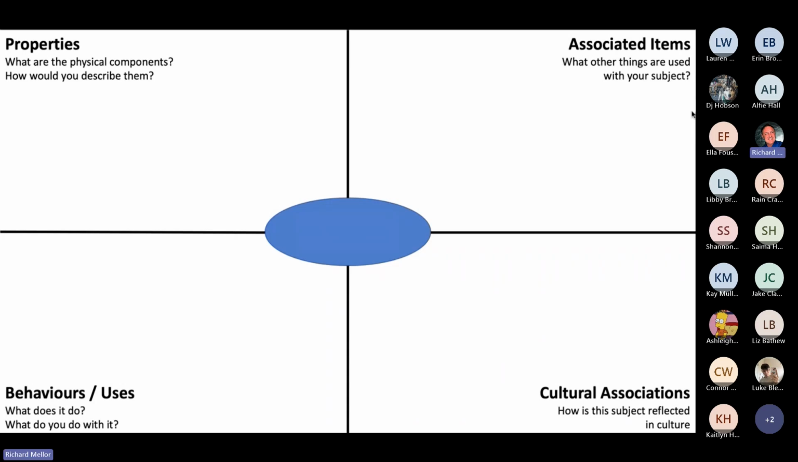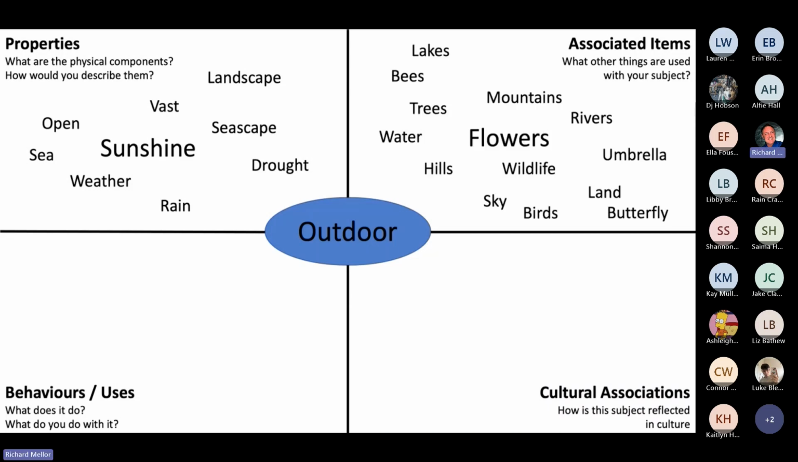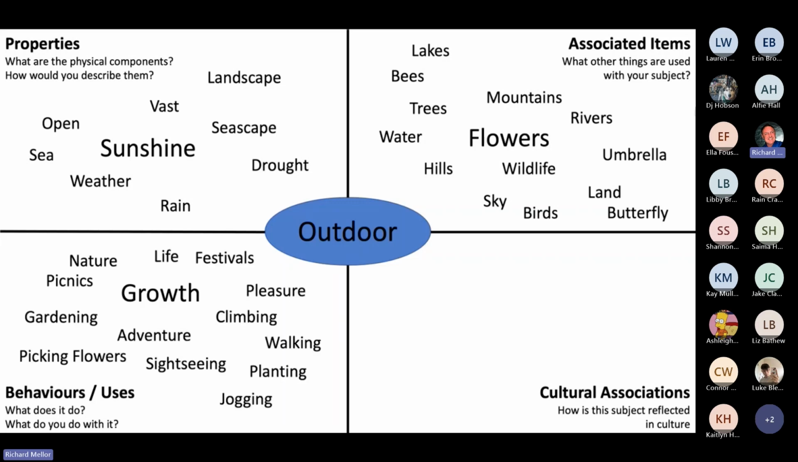Once you've completed that quadrant, you then have all the information you need. It's like a complicated, elaborate spider diagram where you're making connections. But we go back to the project in hand and we break down outdoor art exhibition. What we do here is in properties, we say landscape, sunshine, open, weather, and then in the associated items, we'd say things like bees and lakes and flowers, sky, birds, land, butterflies, anything that you can think of that's associated with the theme.